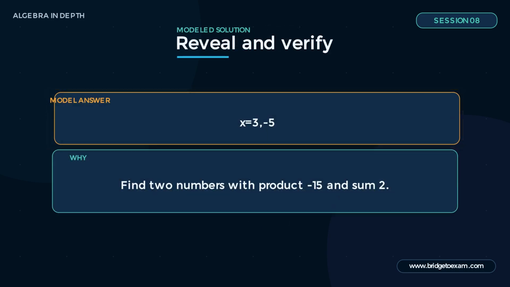Here is the modeled solution. The answer is x equals 3 or minus 5. Find two numbers with product minus 15 and sum 2. Verify it against the exact wording before moving on.